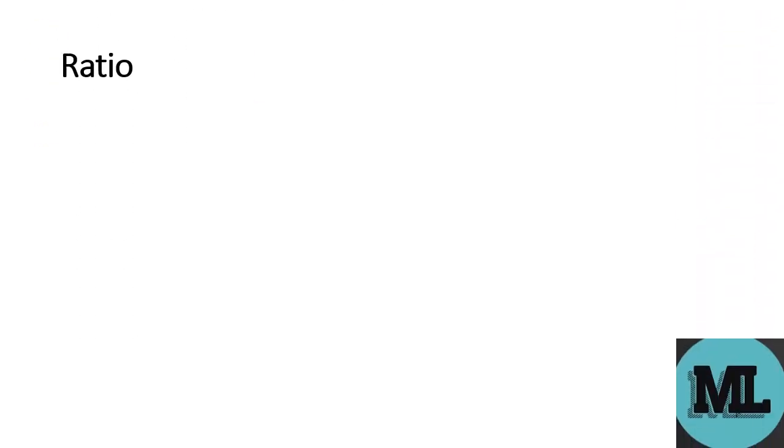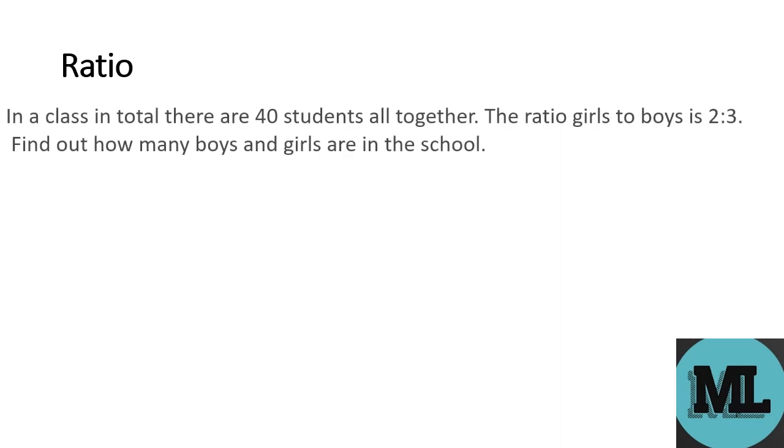So here we have a harder question that you'll get a lot on ratio. The question is, in a class there are 40 students altogether. The ratio of girls to boys is 2 to 3. Find out how many boys and girls there are. So first of all we need to find out which one of the 2 to 3 represents boys and which one represents girls.